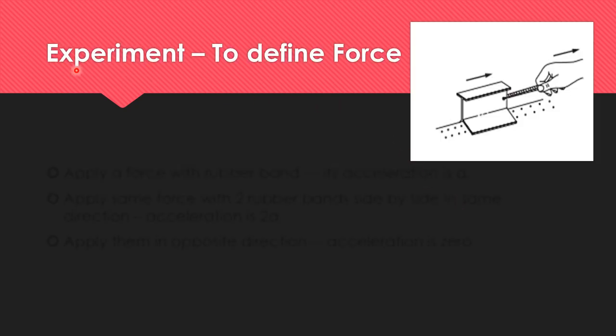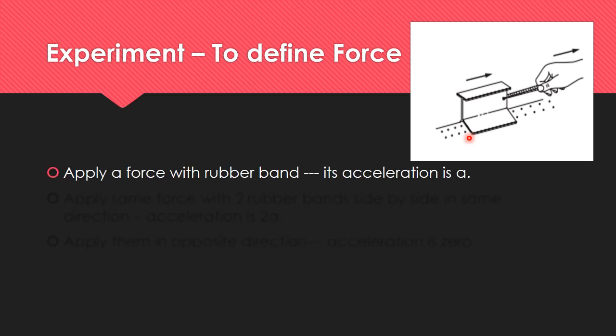Now we have to do some experiments to define force. We do this same linear air track experiment. First, we apply a force with a rubber band. Let its acceleration be A.